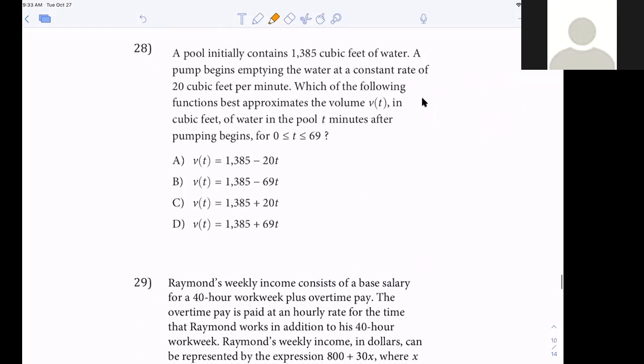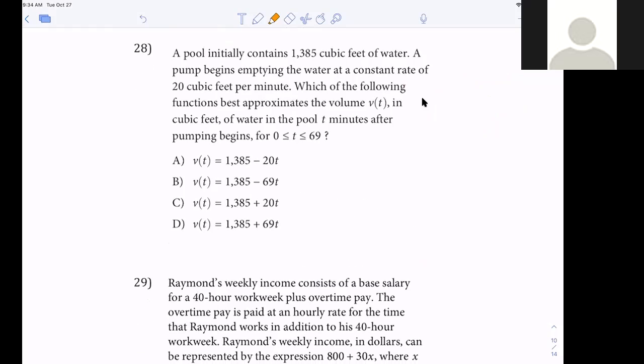28. A pool initially contains 1,385 cubic feet. That is probably the what? Initially contains, what is that? The y-intercept. Are all the y-intercepts correct? Look at A, B, C, D. Are all the y-intercepts correct? Yes, because they're all positive 1,385.